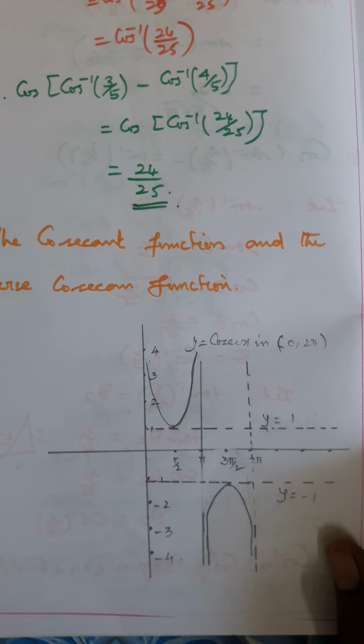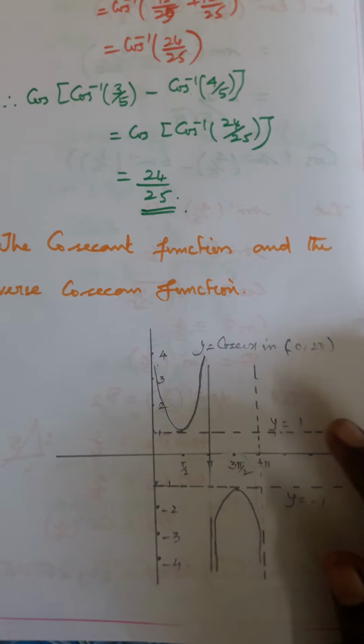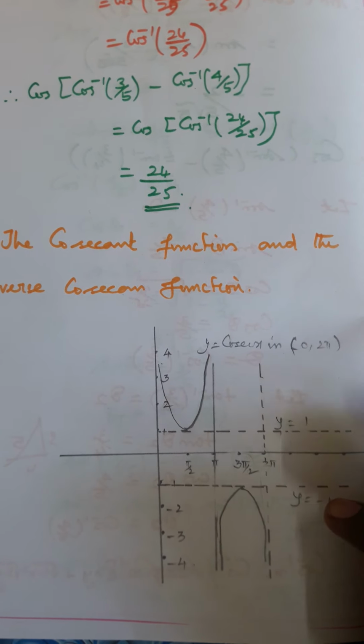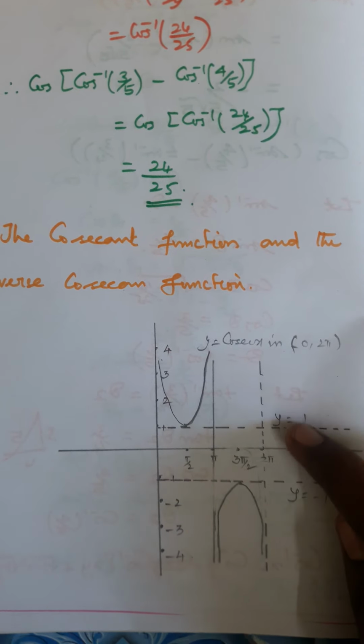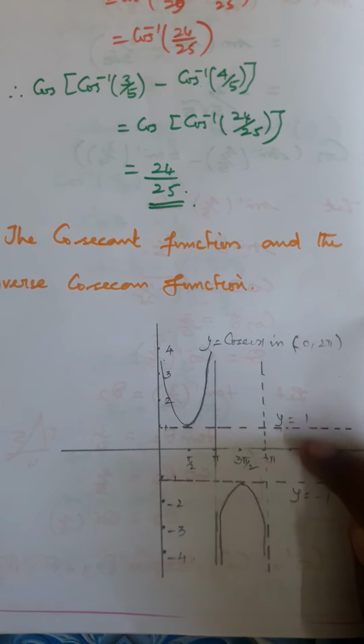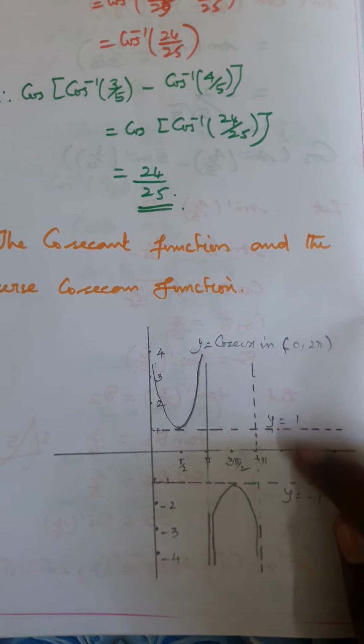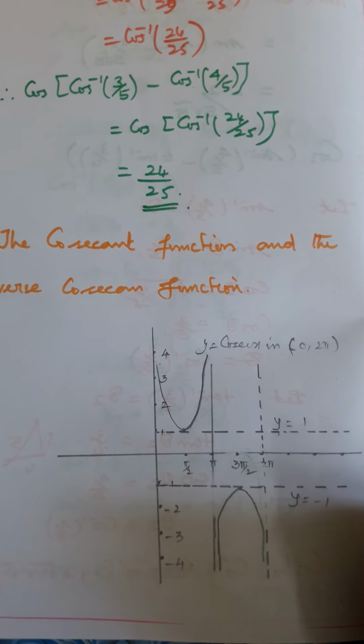So how can you draw it like this? Your cosecant x starts from plus 1, right? And for the negative values, it starts from minus 1. So in between, no values. Okay, in between, no values. That is your cosecant x graph, right?